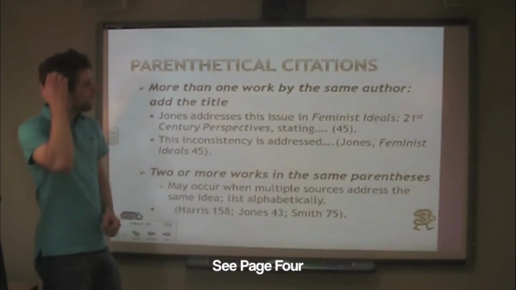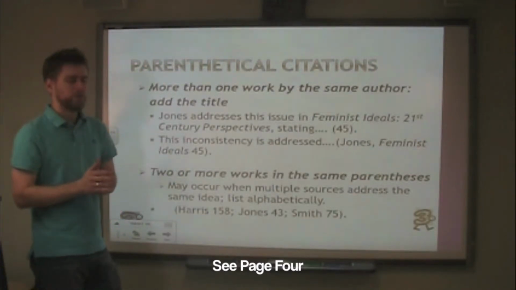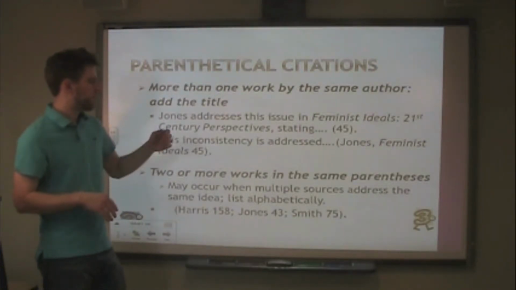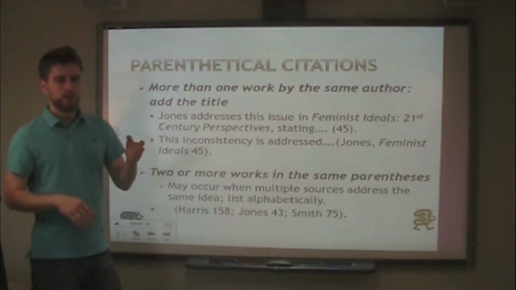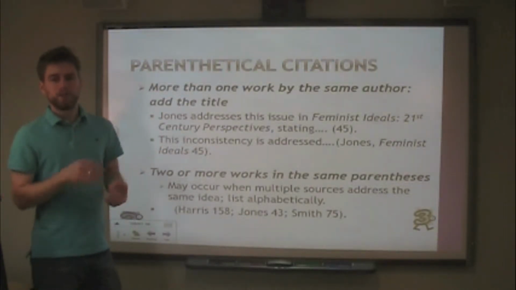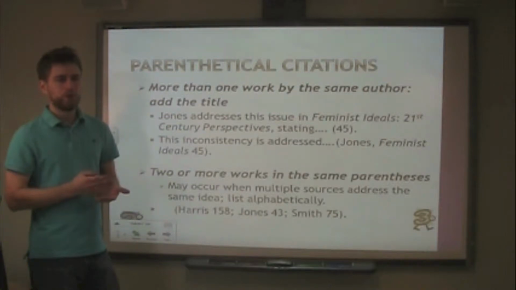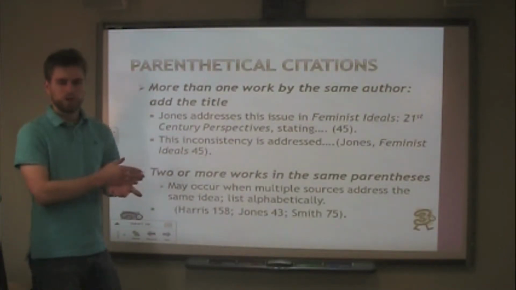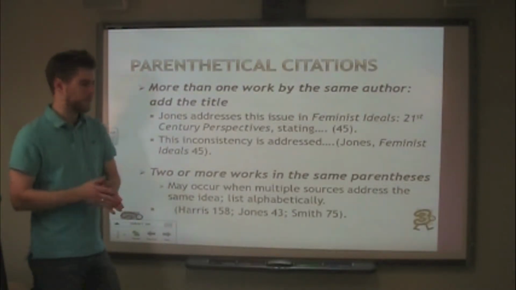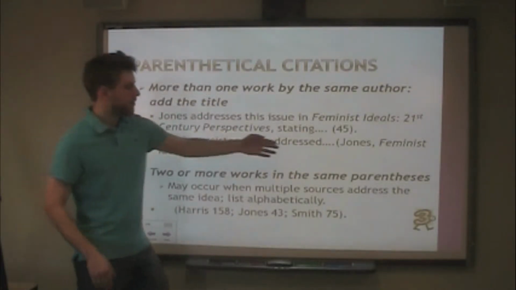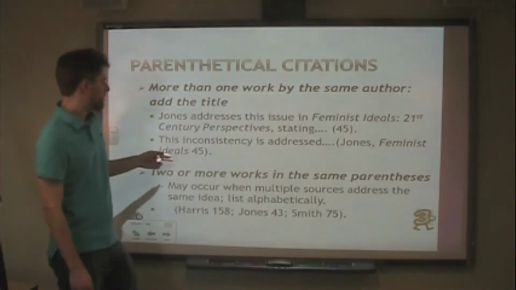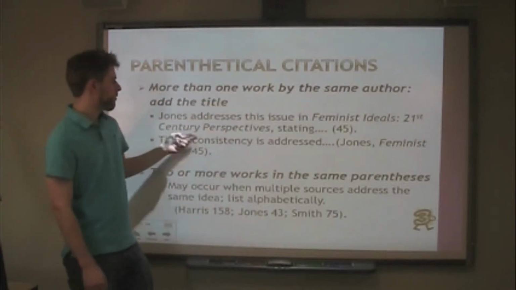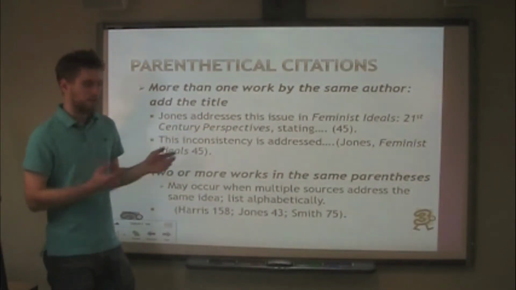If you have more than one work by the same author, you must reference the title. For example, if you have two works by Jones, you say Jones 75. Whoever's reading your paper won't know if you're talking about one article by Jones or the second article by Jones. So, for example, you have Jones' Feminist Ideals, because Feminist Ideals, 21st Century Perspectives is the title of this article.